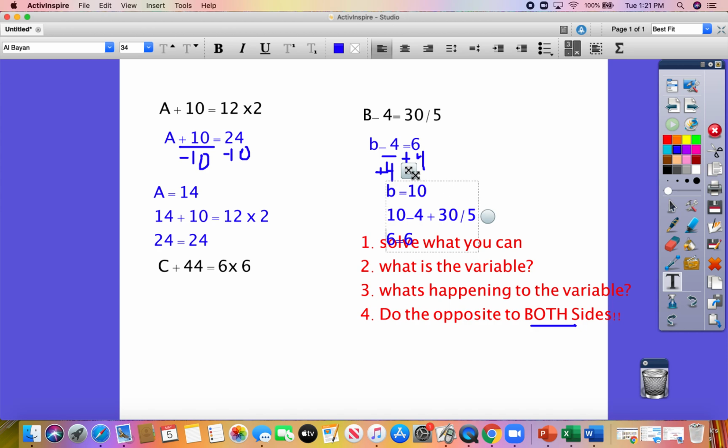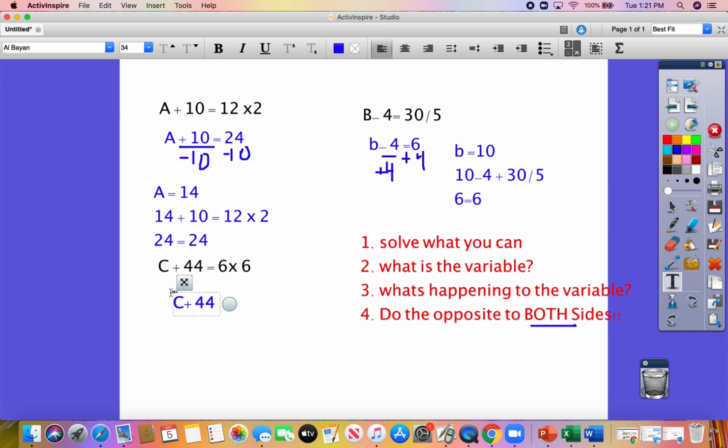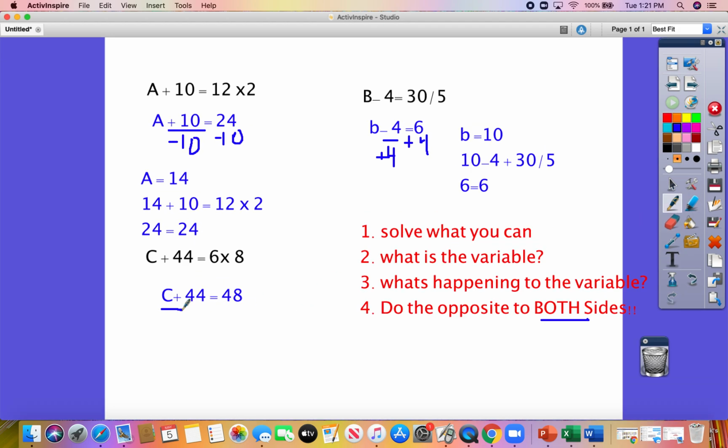All right, let's do the last one that I'm going to do with you. I solve what I can. C plus 44 equals, oh, this is supposed to be 6 times 8. I've written this down wrong, y'all. All right, equals 48, right? And then I ask myself, what is the variable? The variable is C. What's happening to it? It's being added 44. I do the opposite to both sides by subtracting 44 from both sides.